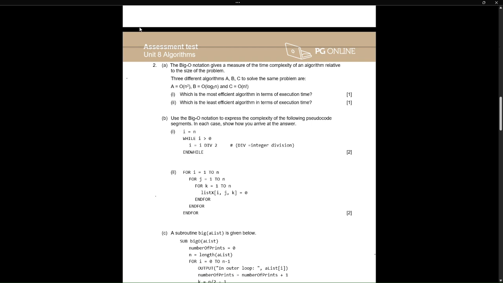Okay, guys, let's move on. So we're going to do some big O notation. Big O notation gives you a measure of the time complexity of an algorithm relative to the size of the problem. Basically, we're given an input size, and we need to find out how many steps that input is going to need to complete.